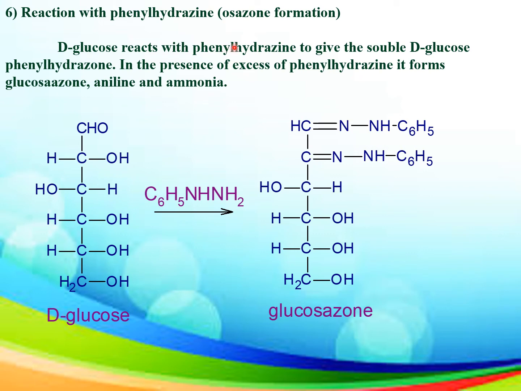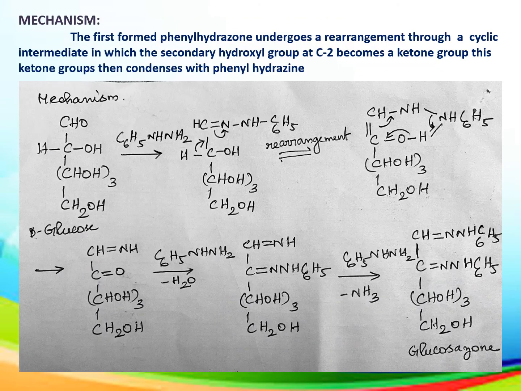Reaction with phenylhydrazine, that is osazone formation. D-glucose reacts with phenylhydrazine to give the soluble D-glucose phenylhydrazone. In presence of excess of phenylhydrazine, it forms glucosazone, aniline and ammonia. This is D-glucose. It reacts with phenylhydrazine. The reaction takes place at the two carbon atoms, that is 1 and 2, and we will get the glucosazone. This is a very important question which may be asked frequently for your exams.